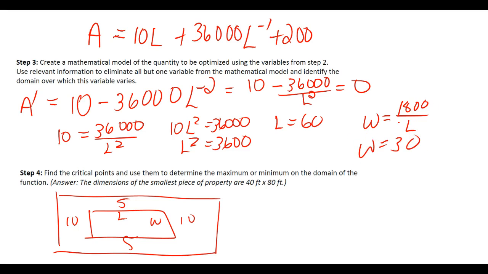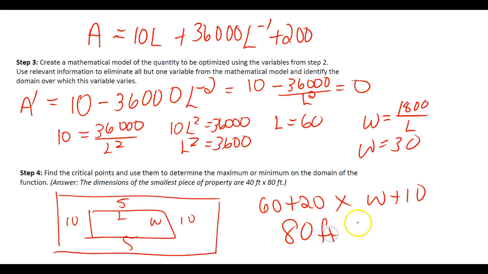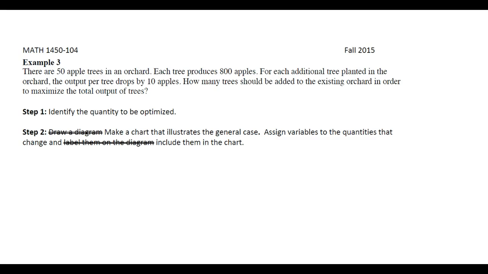So the dimension of the property itself is that length plus the 20, so 60 plus 20, times the width plus the 10. So 80 feet by 40 feet, which we got his answer, which makes me feel good. Feel better than if I didn't get his answer. All right, next example and final.